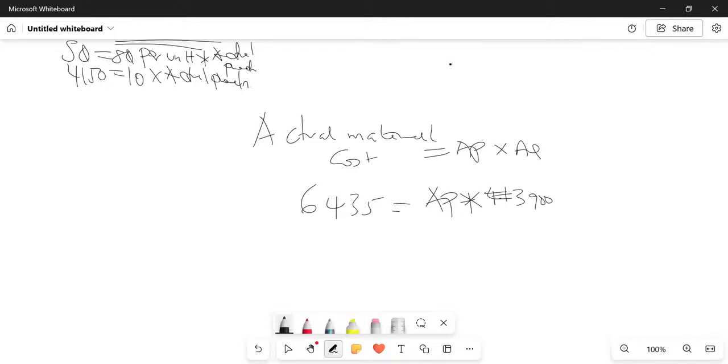Only the actual price is missing; we have everything else. So AP is 64.35 divided by 39, which gives us 1.65. At times I normally tell my MA students, don't overthink. Some questions are direct.